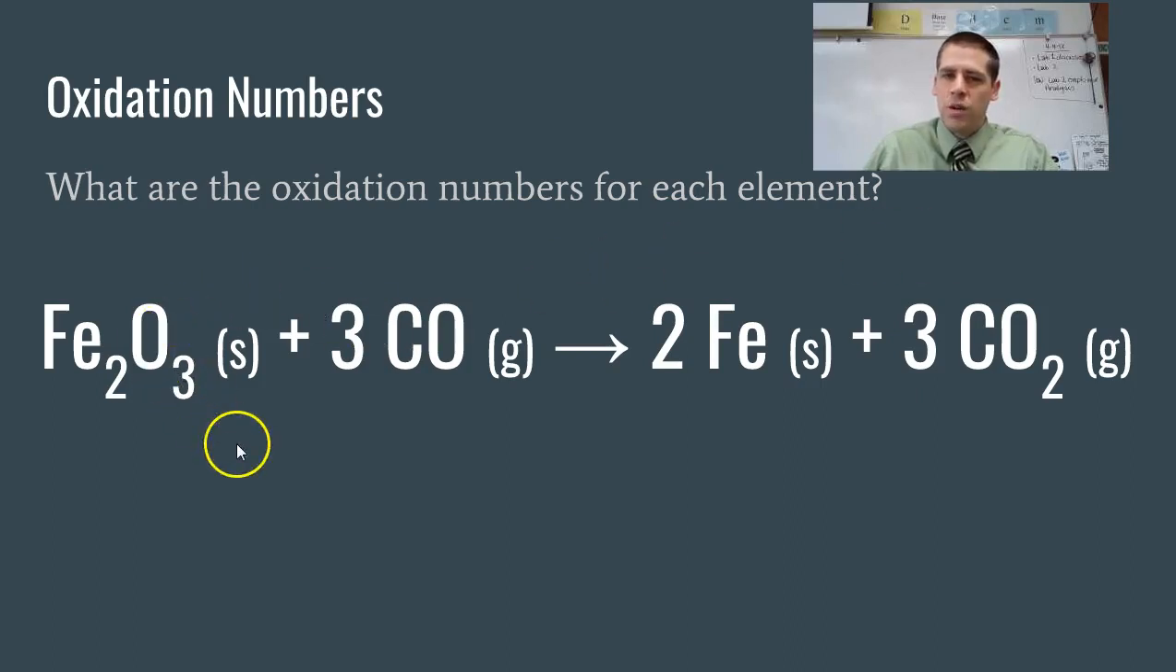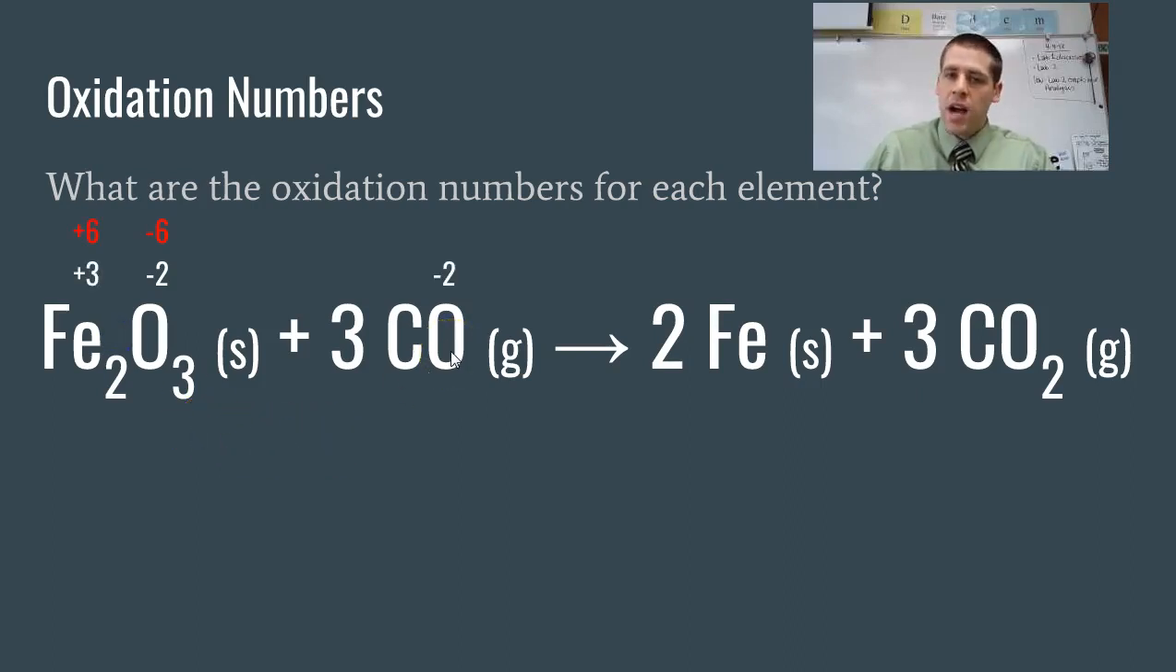It's easiest to always start with oxygen because we know that oxygen is going to be -2. The iron is what we don't really know. Now there's 3 of them, so that would add up to a total of -6. The whole must add up to 0 because it's a neutral compound, and so the irons must add up to +6, which means that they're each +3.